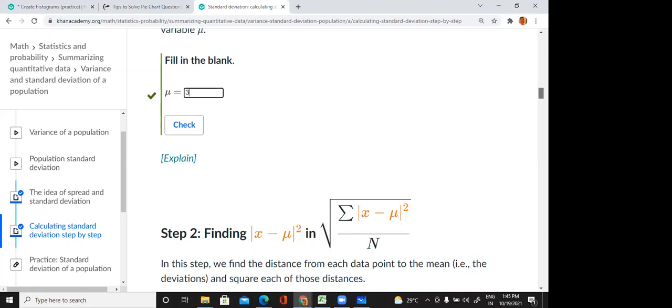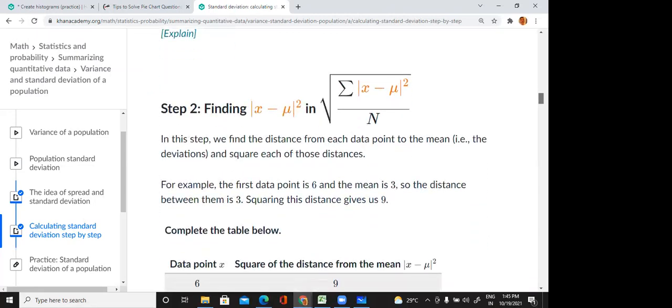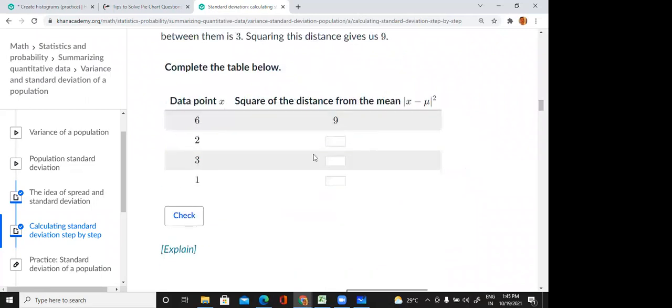If you have done something different. Then the next step was to find out the difference of each of these numbers and square those differences. So here, with respect to 6, the difference was 3. It is squared as 9. With respect to 2, the difference was minus 1 actually. The square was 1. For 3, it was 0. For 1, the difference was minus 2, and the square of that was 4.